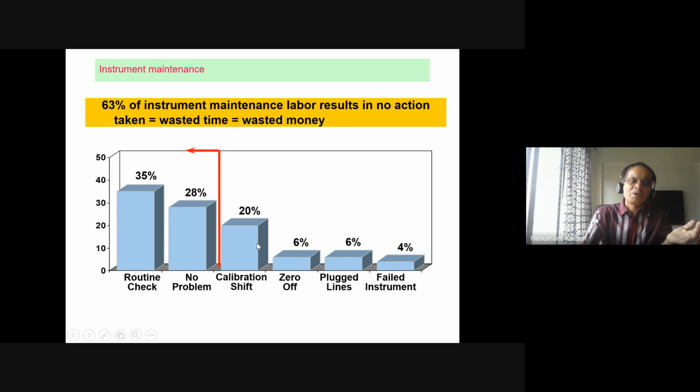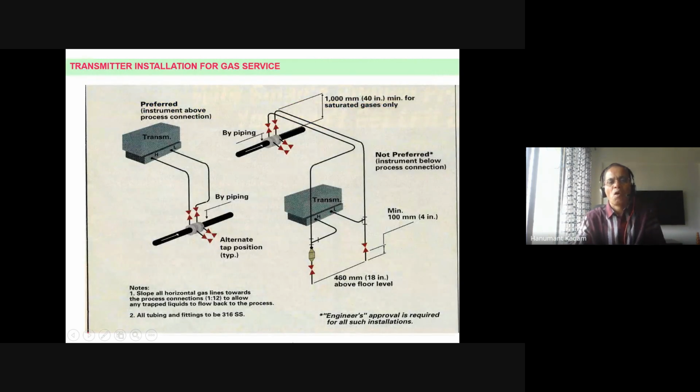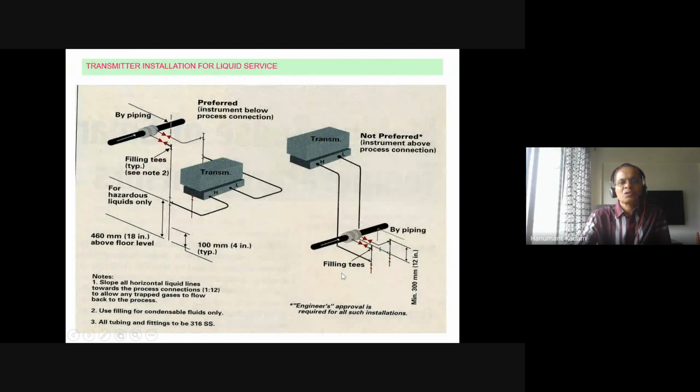Means normally if you see the problems, runtime check 35%, no problem 28%. Actual problems: calibration 20%, zero off 6%, plug line 6%, failed instrument 4%. These are the problems. Means only 4% problems come in this, 6% in this area, 6% this, and calibration is maximum 20%. But earlier, unnecessarily we were putting our manpower and downtime was there, so that reduced due to the HART communicator. These we have discussed.